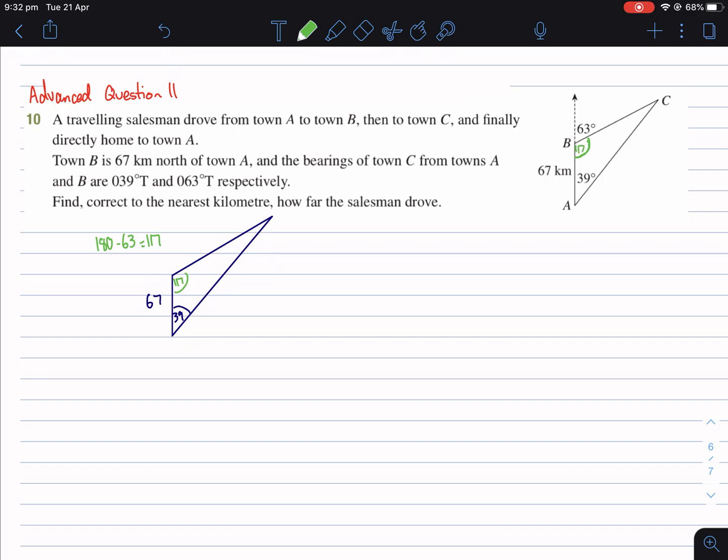Okay. And then I could actually figure out this last angle as well because now I know the two others and it's a triangle. So I'll do 180, take 117, take 39. That gives me 24.